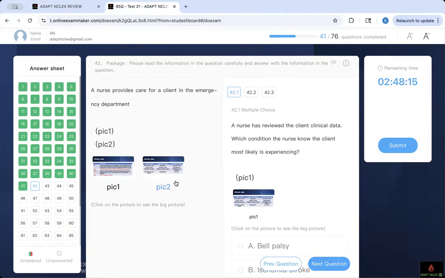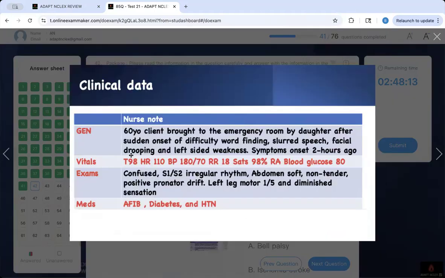Another next generation question. This is a bow tie question. A 60-year-old was brought to the emergency room by the daughter after sudden onset of difficulty word finding, a speech problem. There's slurred speech. Number one, facial droop. Now I can't move my face. I have left-sided weakness. I'm weak on one side. What is going on? FAST. Symptom onset is 2 hours ago.